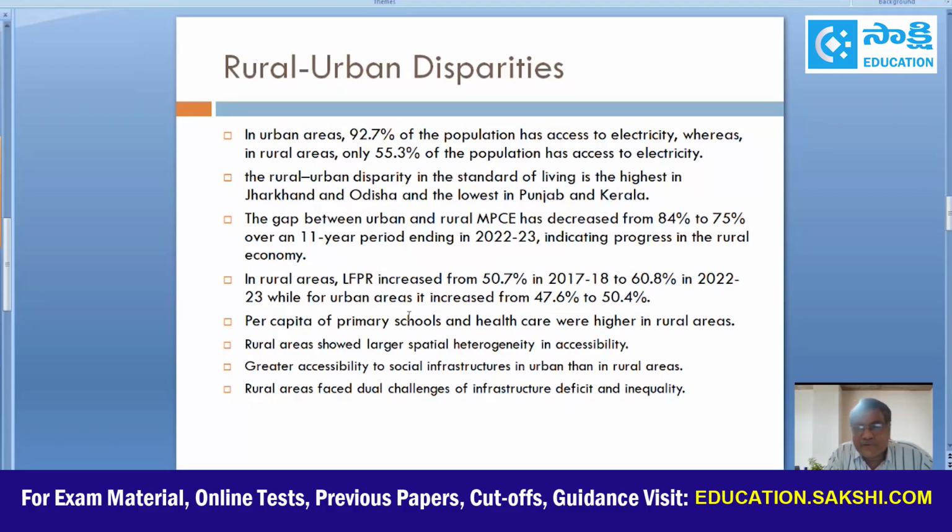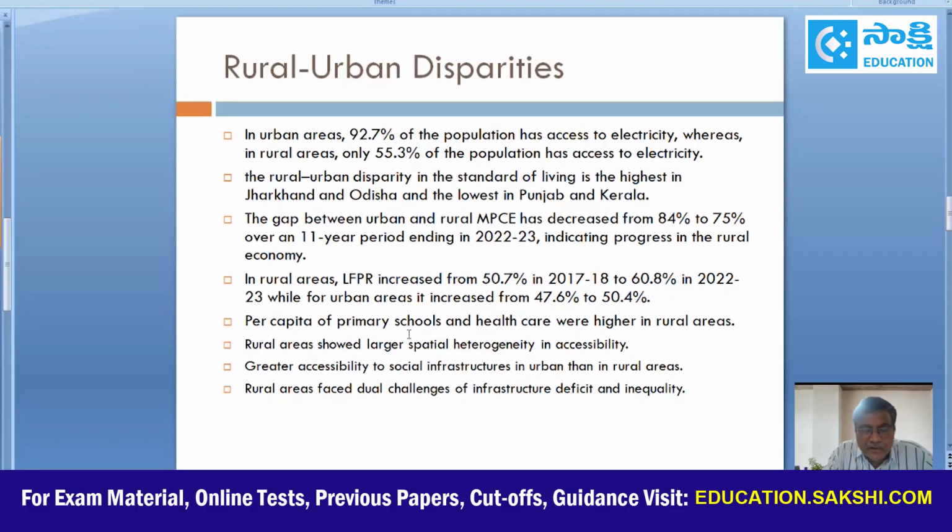But in recent years, if you observe the last decade, the gap between urban and rural monthly per capita consumption expenditure decreased from 84% to 75%. Though the gap has decreased, still the gap was at 75%. It clearly reflects the inequality in terms of monthly per capita consumption expenditure between urban area and rural area. And labor force participation rate.